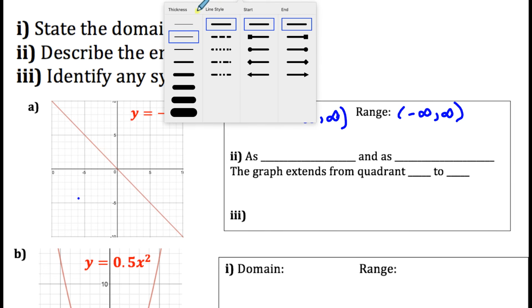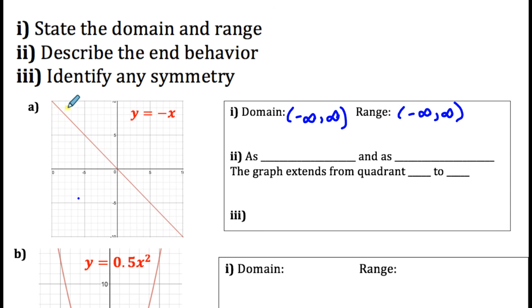Now let's talk about the end behavior. This one starts in quadrant 2 and finishes down here in quadrant 4, so it goes from quadrant 2 to 4. Or we could write as x goes to negative infinity, so as I move to the left, the y values are going infinitely high, they're going up to infinity. And as x goes to positive infinity, so as I move to the right, the y values are going infinitely low, so y is going to negative infinity.